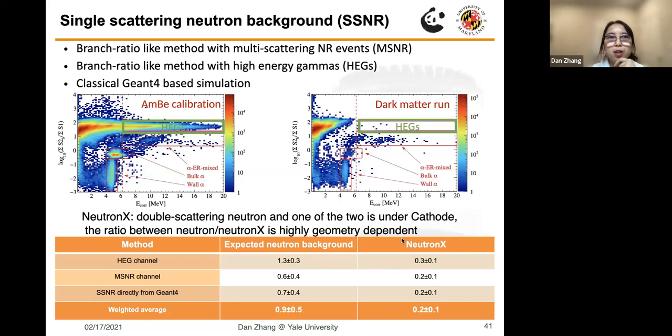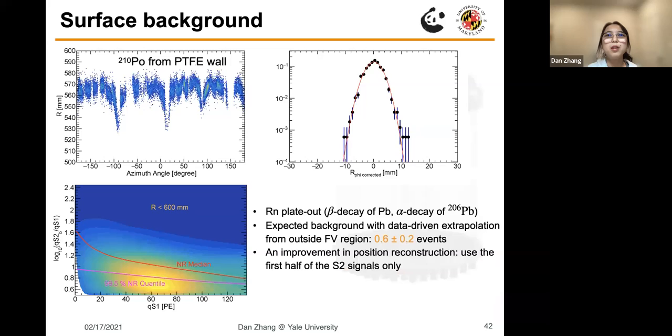And the neutron X are those double-sided events, but actually the first one happens below the cathode. So the S2 is not collected, and it's mimicked as a single scattering event. So in total, there is around one event expected in the detector region, which will come from neutrons.